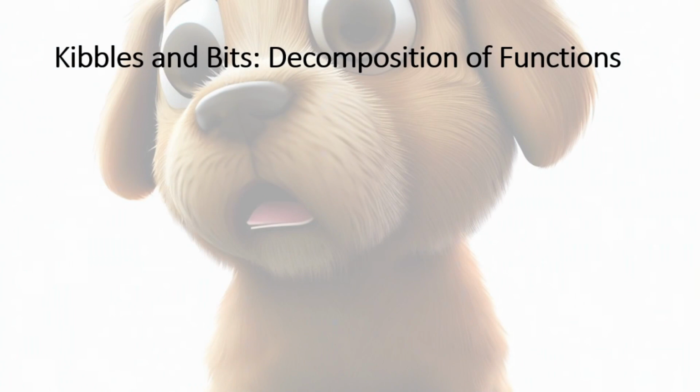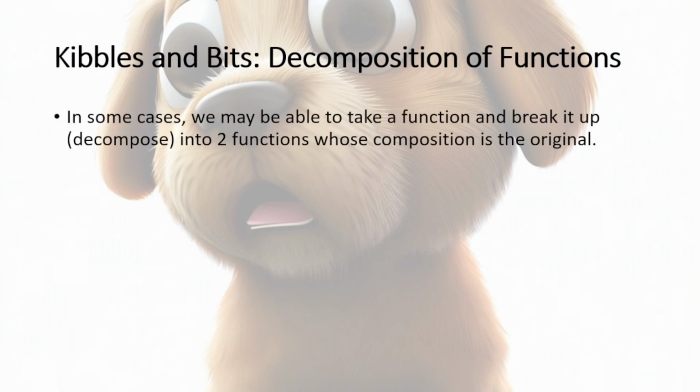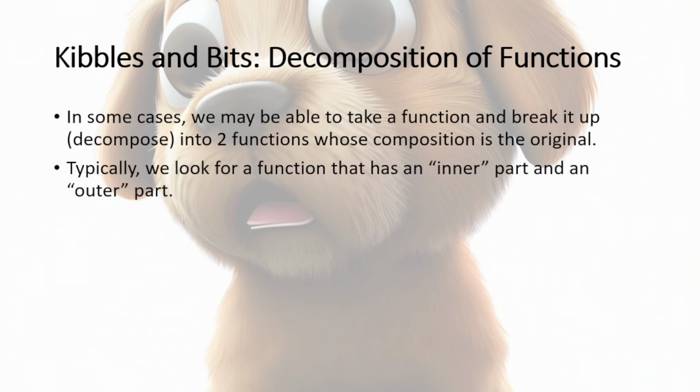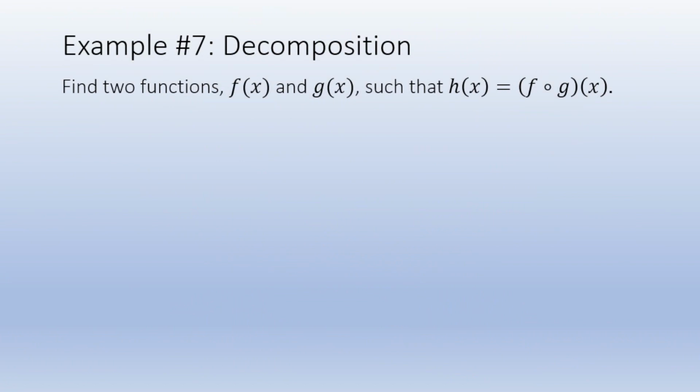Now let's finish this out by talking about the decomposition of functions. In some cases, we may be able to take a function and break it up or decompose it into two functions whose composition is equal to the original. Typically, in these instances, we look for a function that has an inner part and an outer part. So let's say, for example, we want to find two functions, f of x and g of x, such that h of x is equal to f composite g of x.